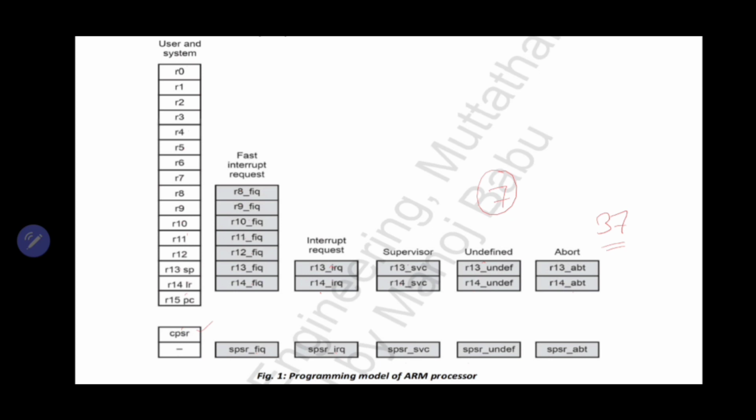Here there are banked registers and unbanked registers. The shaded registers are called banked registers, and the unshaded portion is called the unbanked registers. In unbanked registers the size is fixed at 32 bits, but in banked registers the size varies, depending upon the current program status register. The banked register changes depending upon the CPSR.